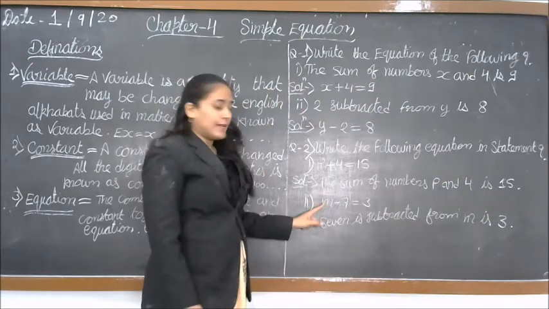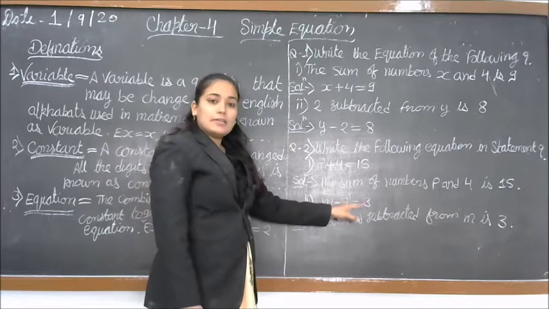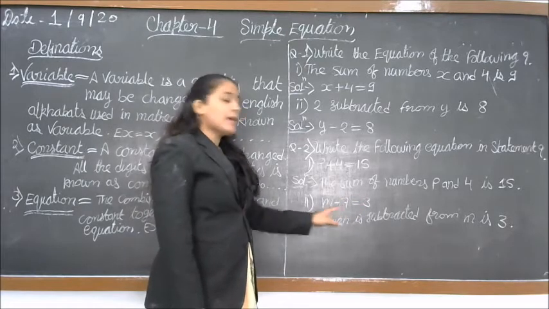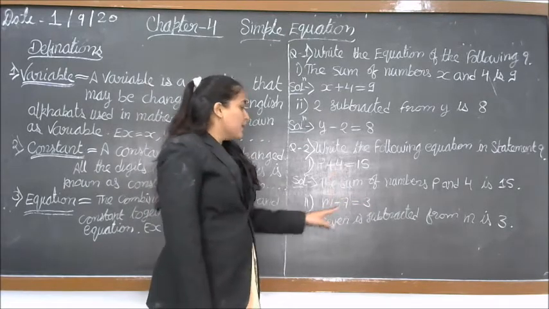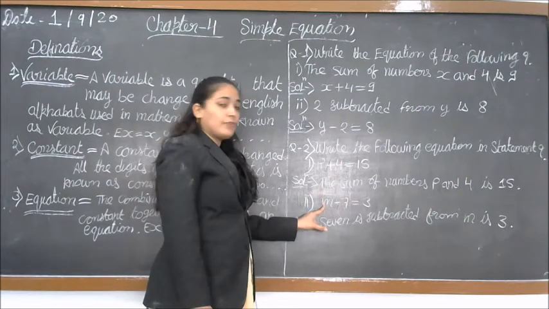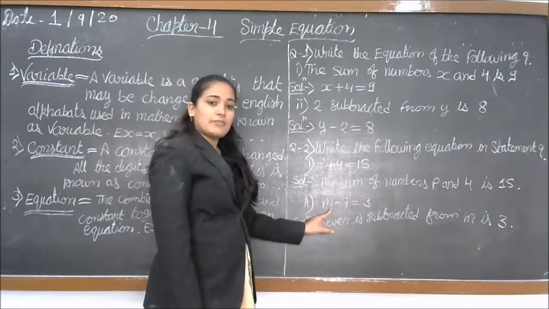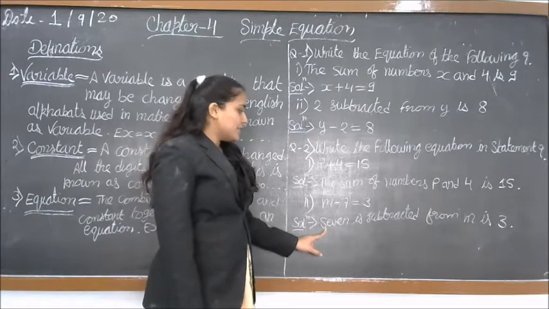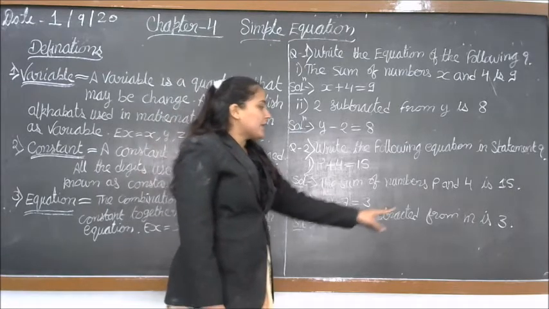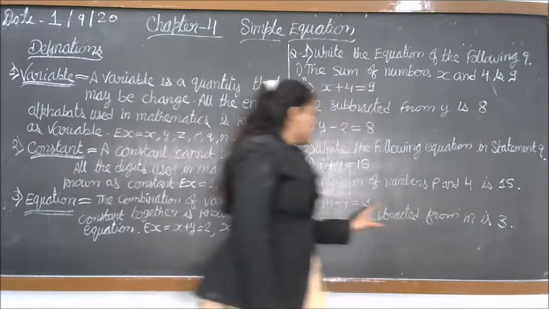Now second, m minus 7 equal to 3. M minus 7 equal to 3 means 7 is subtracted from m. So 7 is subtracted from m is 3.